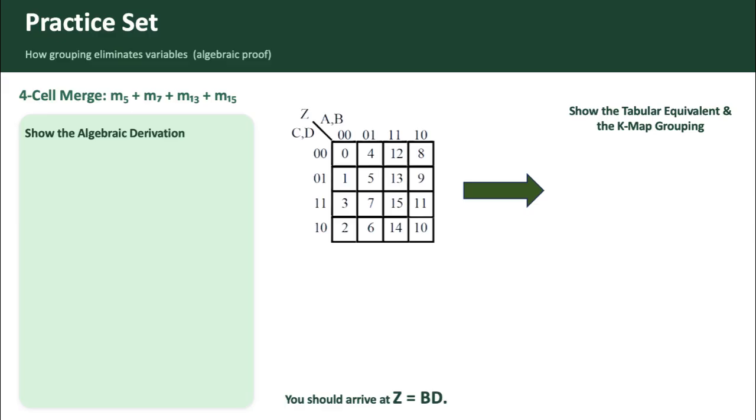For the algebraic derivation, try it yourself. You can pause this video while you solve for Z. Final answer should be Z equals BD. This is a clean result. 2 variables, 1 product term minimal.